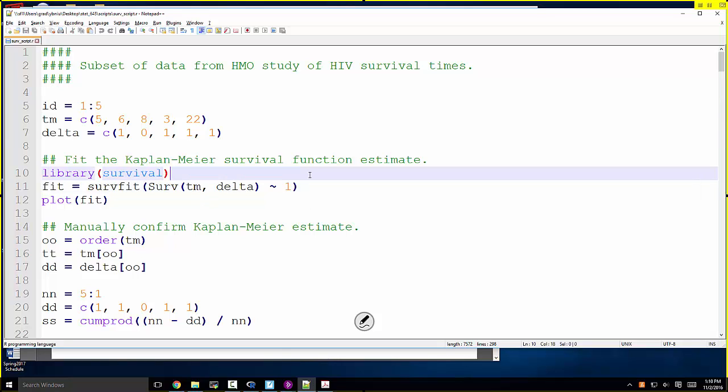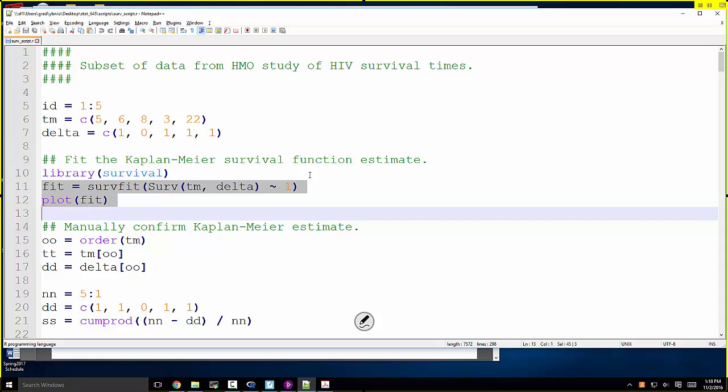Okay, so let's do this. Let's call survfit and look at the output and look at the plot that we get.